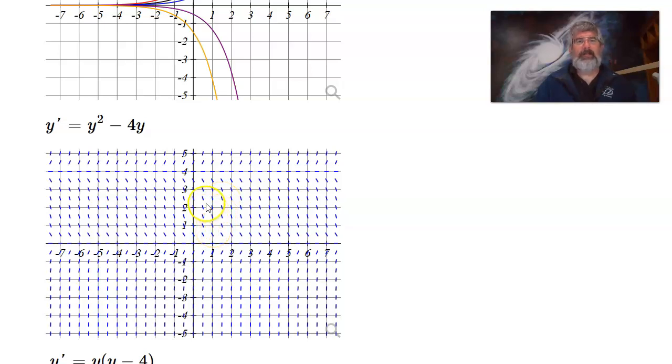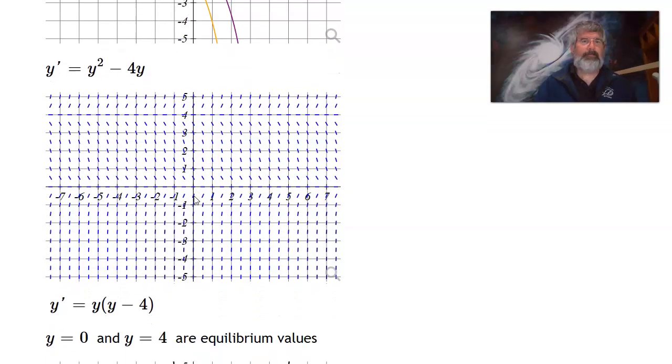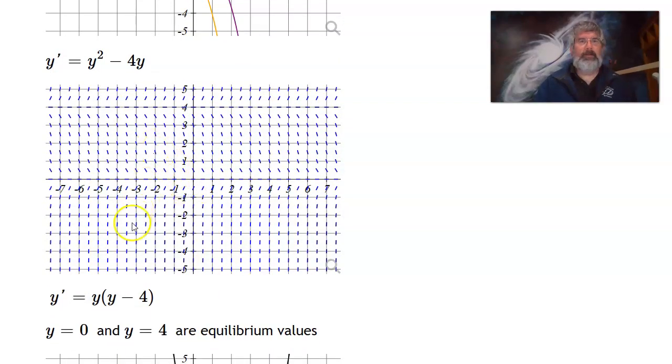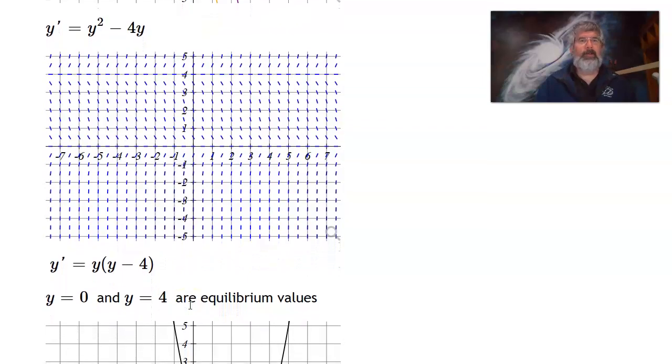But I claim I can figure this out myself in the following manner. So I'm going to factor a y out of that. So it looks like y prime equals y times (y minus 4). And I noticed that those two factors would give me zeros when y is equal to 0 or y is equal to 4. Those two particular values of y are what are called equilibrium values.